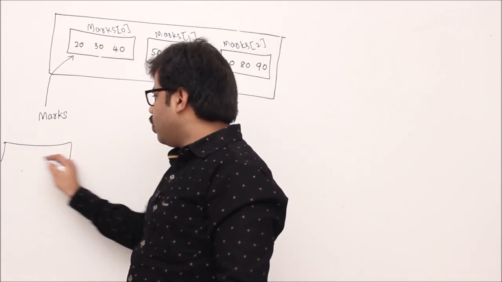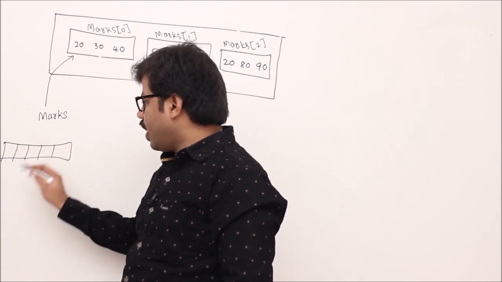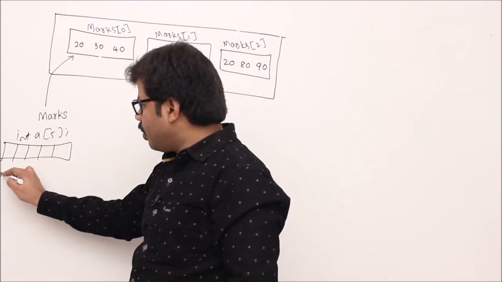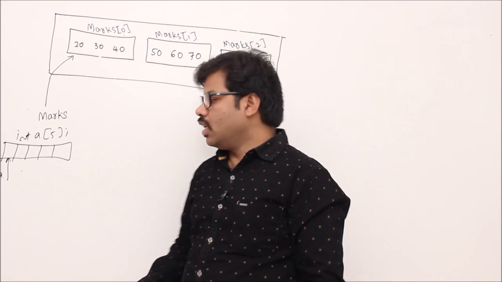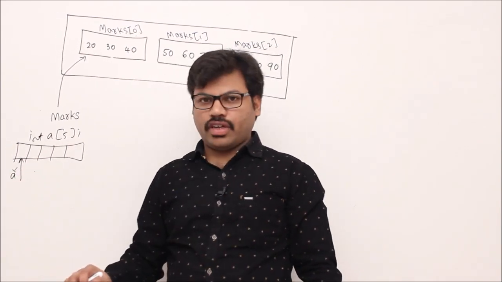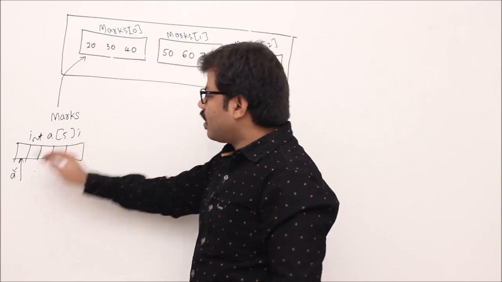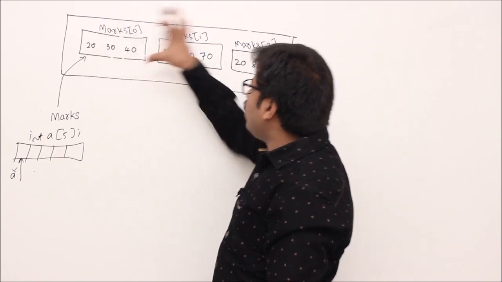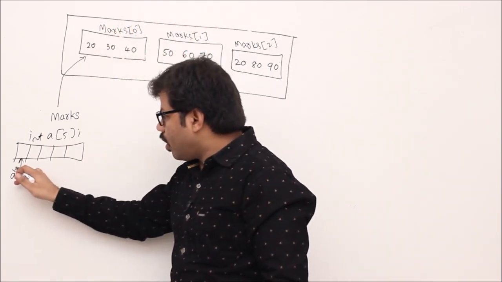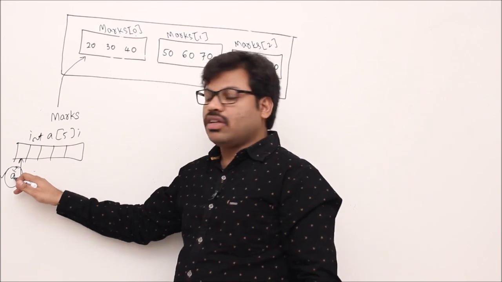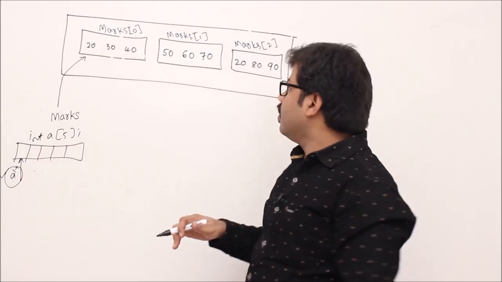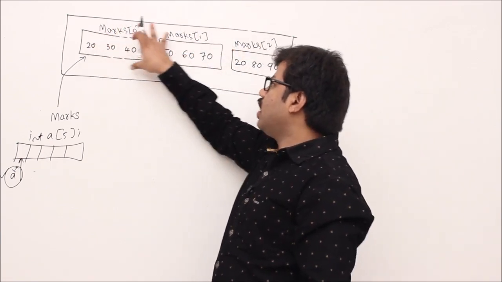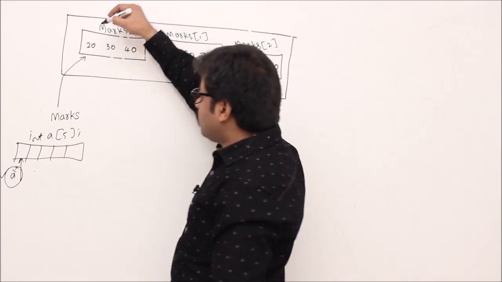Recall how a one-dimensional array looks. If you declare int a of 5, then a will point to the first integer, of course. Can we modify a? No, we cannot modify it. Similarly, marks of 0 is exactly like a. The only difference is that this one-dimensional array is contained in a two-dimensional array. Apart from that, whatever properties a has, marks of 0 will have. Similarly, marks of 1 and marks of 2 are all one-dimensional arrays.